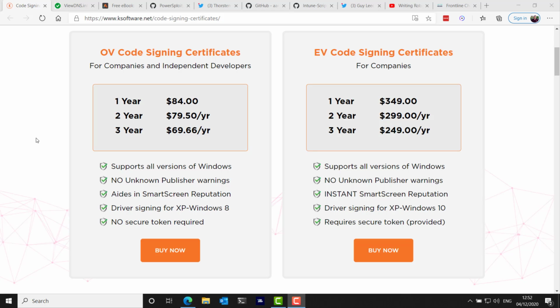I've been generating my own code signing cert using PowerShell, but it's not appropriate for an enterprise organization to be doing that. It's better to use an actual valid code signing cert for the enterprise.